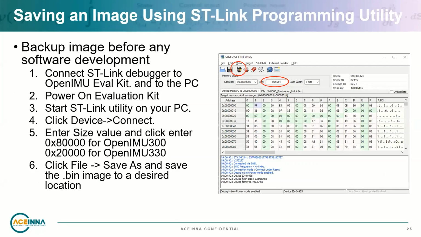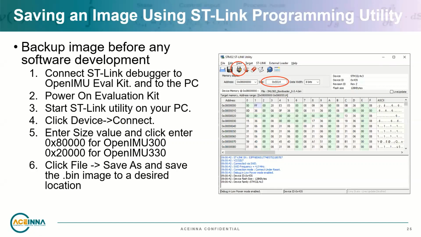Before doing any code development, it is important to save a backup image of the IMU. This is done with the ST-Link programming utility, and there are three main things that are backed up. First, the application, bootloader, and also the calibration data. Depending on the OpenIMU device you're using, there will be a different image size. So as you can see for the OpenIMU 300, which I have connected at the moment, there's a different image size to the OpenIMU 330.